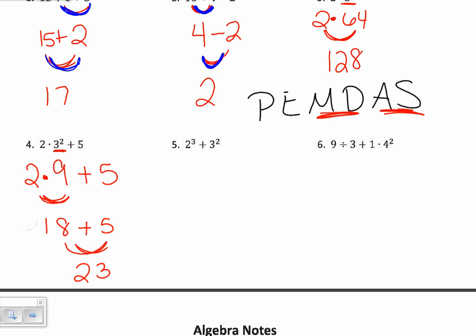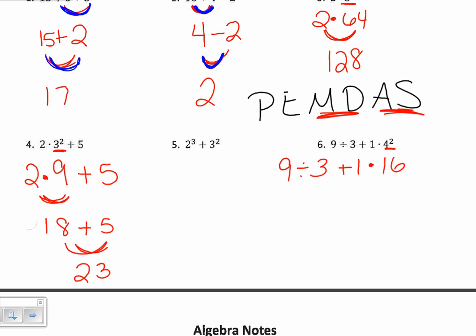See how I'm going step by step and looking. Do I have any parentheses? Do I have any exponents? Let's finish up with number 6. I don't have any parentheses, but I do have an exponent, so we start there. 4 squared, 4 times 4 is 16. Make sure you're careful with that. I have a lot of kids that write 4 squared is 8. It does not mean 4 times 2, it means 4 times 4. And I write everything else left over.